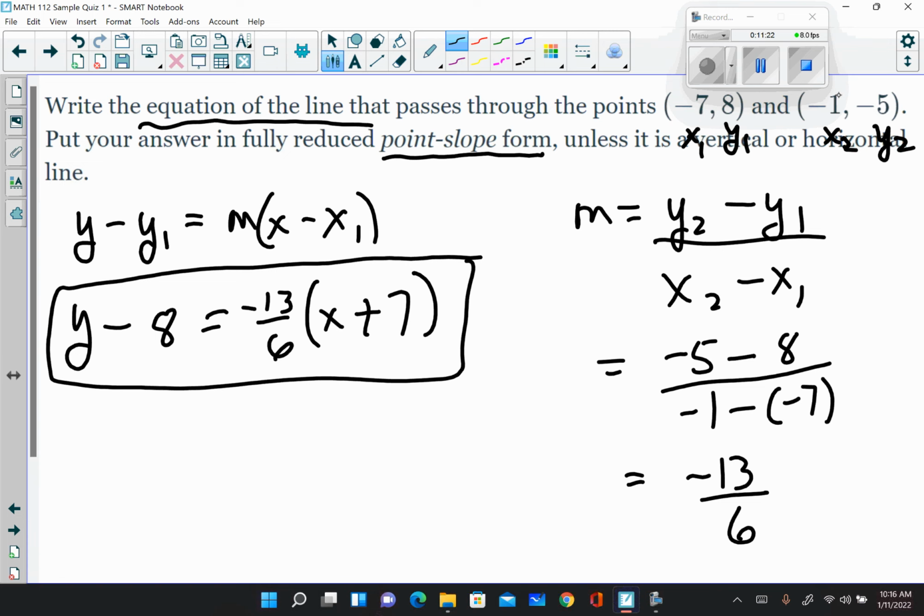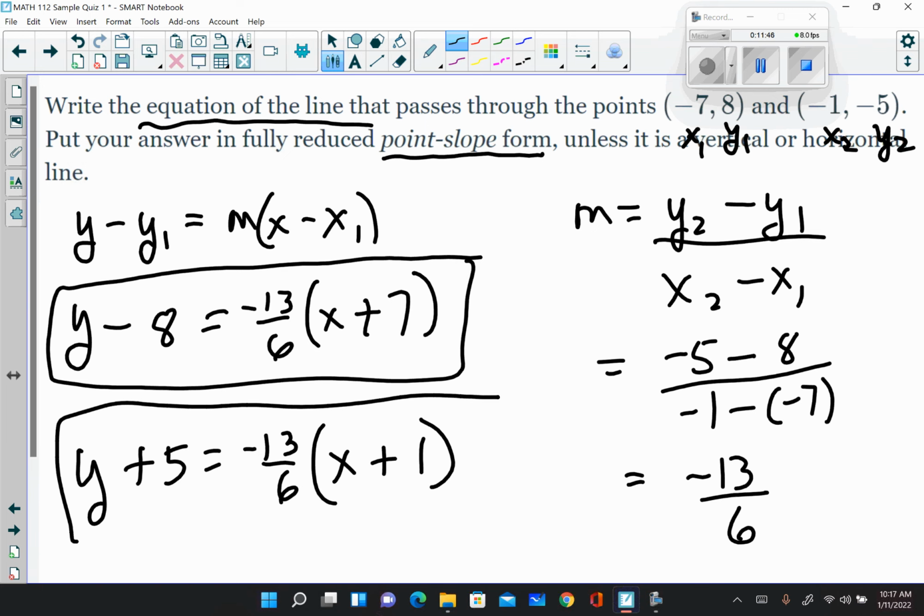Since you could have called the -1, -5 x1 and y1, it would also be acceptable to say y minus this y coordinate, y minus -5. The slope will still be -13 over 6. And then it's x minus the x coordinate, so it's x minus -1. So yes, either of these would be acceptable. They're both in point slope form.